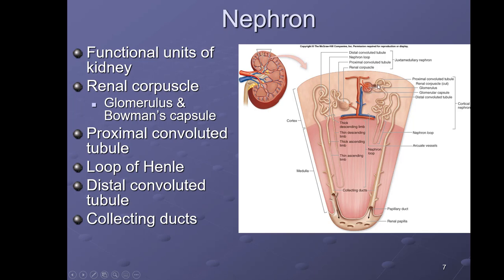So it's going to go through this squiggly tube here called the proximal convoluted tubule. Then it's going to go through a loop. This is called the loop of Henle. Then it's going to go into another convoluted twisted tube called the distal convoluted tubule. And then eventually it's going to enter this big duct called a collecting duct.